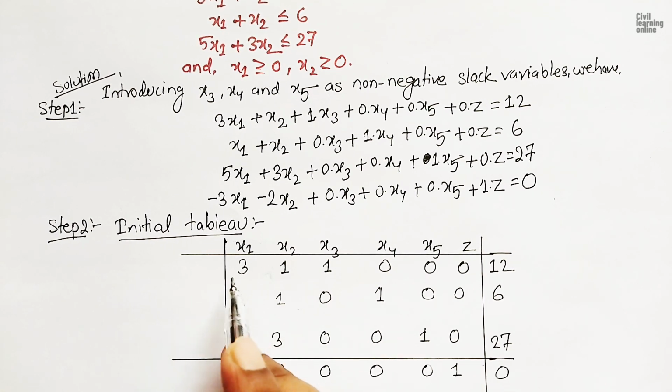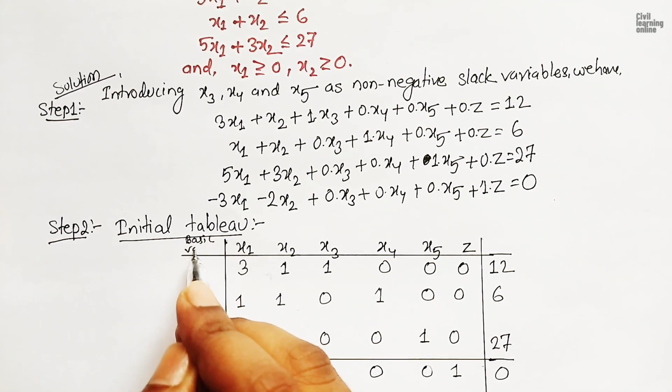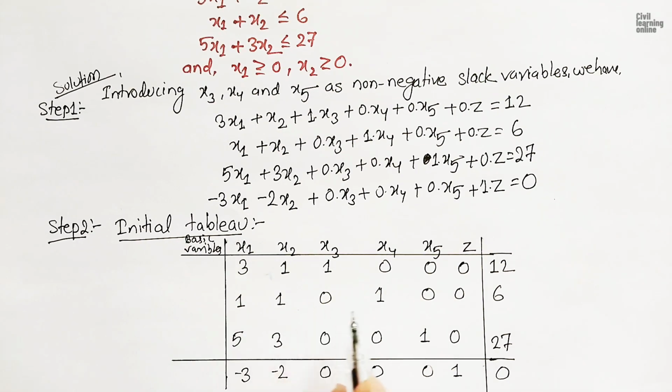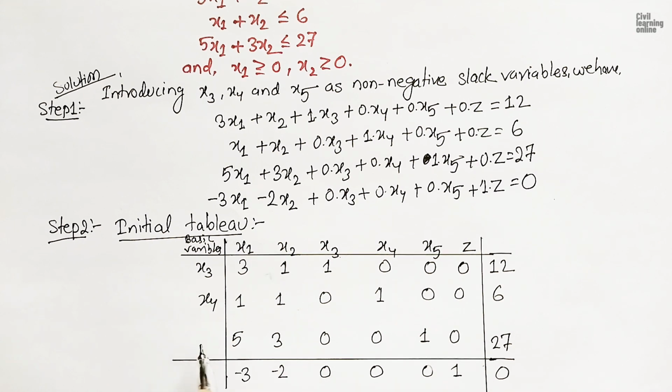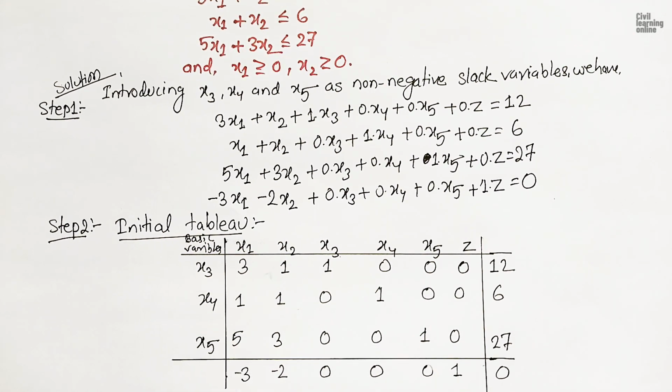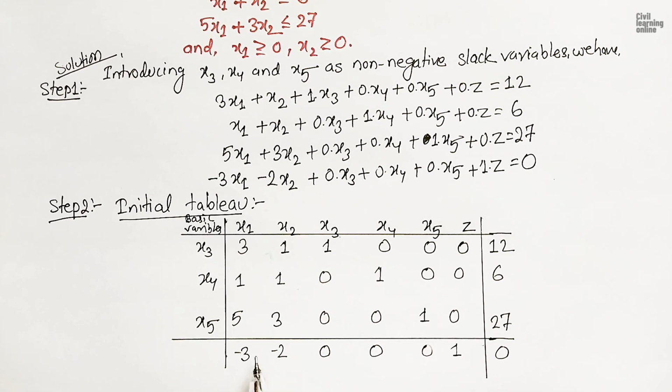And here, what are the basic variables? Here we have basic variables: x3, x4, x5. Now what we need to do is look for the most negative element. In the elements lying below this line we have -3, the most negative. Among all the elements here, -3 is more negative than -2.